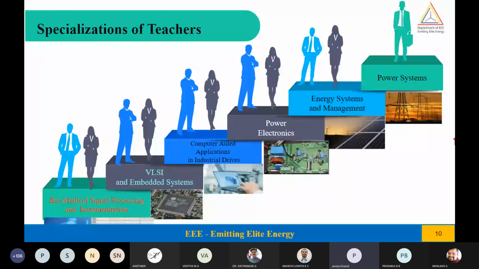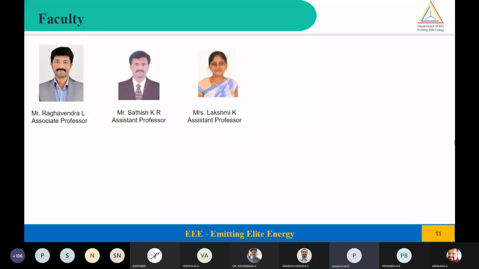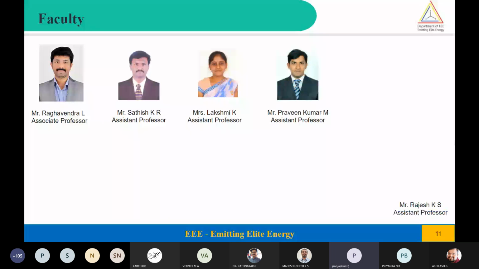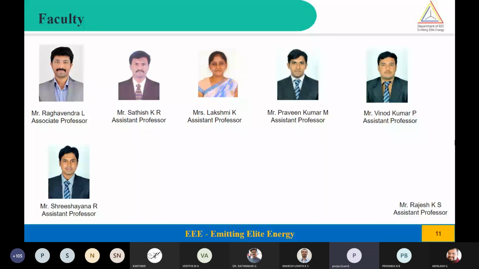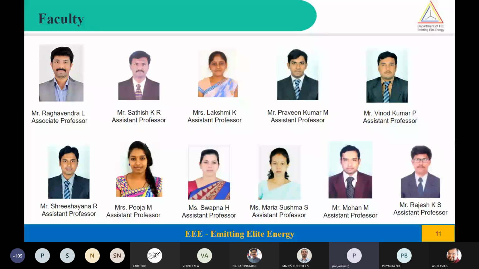These are our faculty. This is Raghavendra, working as associate professor, and Satish KR, assistant professor, Lakshmi, assistant professor, Ravin Kumar, assistant professor, Vinod Kumar, assistant professor, then Sri Shaina, who is also assistant professor. This is Pooja, assistant professor, Swapna, assistant professor, then Maria Sushma, assistant professor, and Mr. Mohan, assistant professor. Finally, Rajesh, who is also an assistant professor.